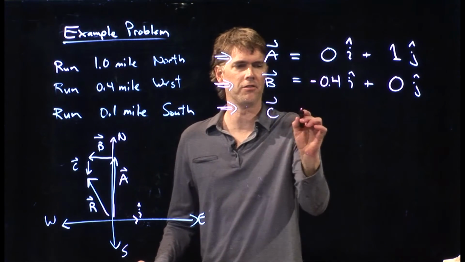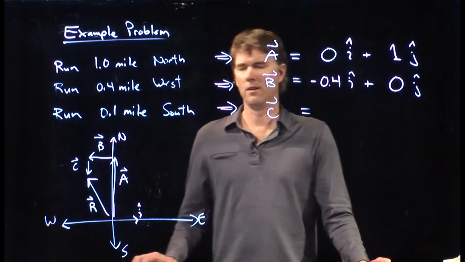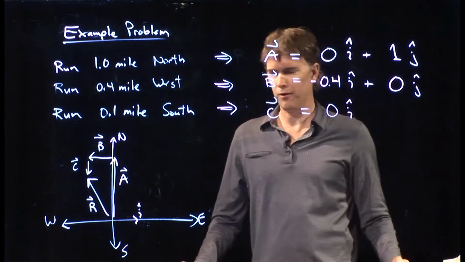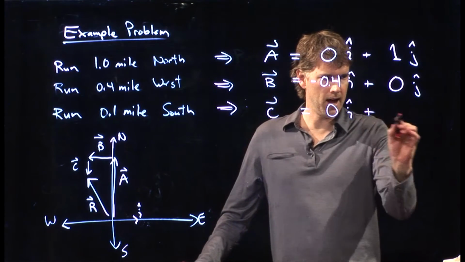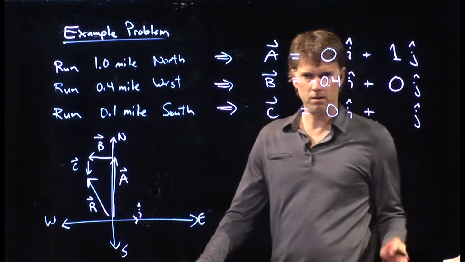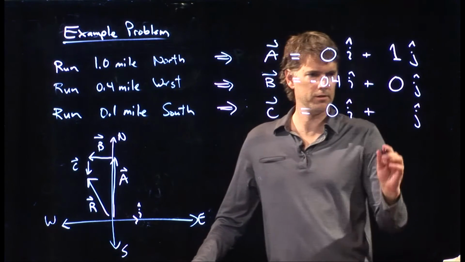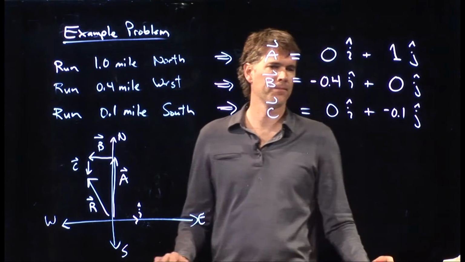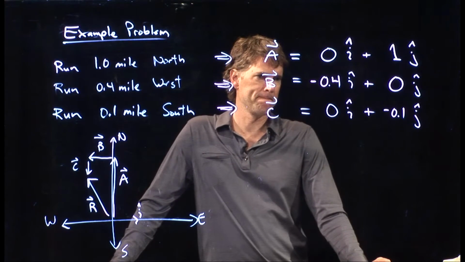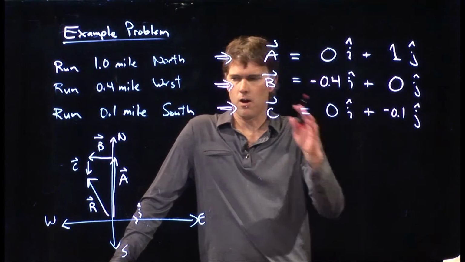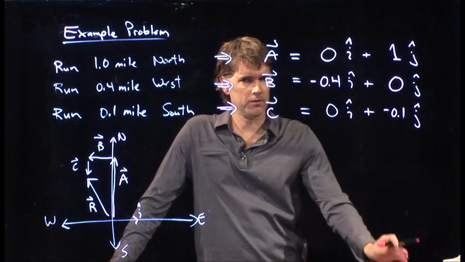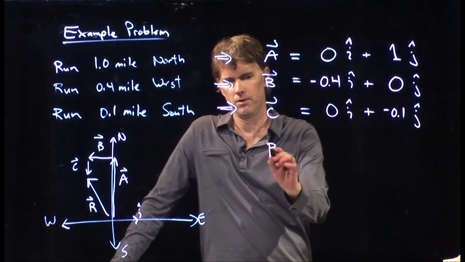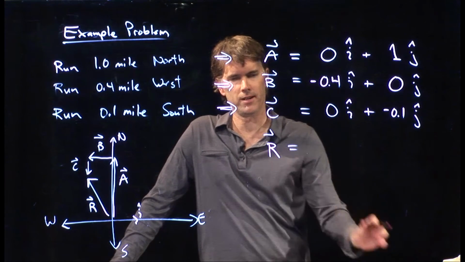Finally, we got to do vector C. What is vector C? Well, we know that it's not moving in the east or west. So that first term is 0. And now, based on what we just did, what should I put there? You guys know the answer to this. It's negative 0.1. Okay. All right. Those are our 3 vectors written out in this component form. And now it's nearly trivial to write the resultant vector.